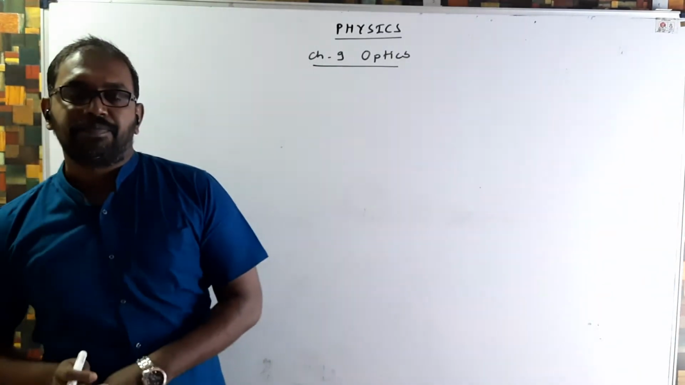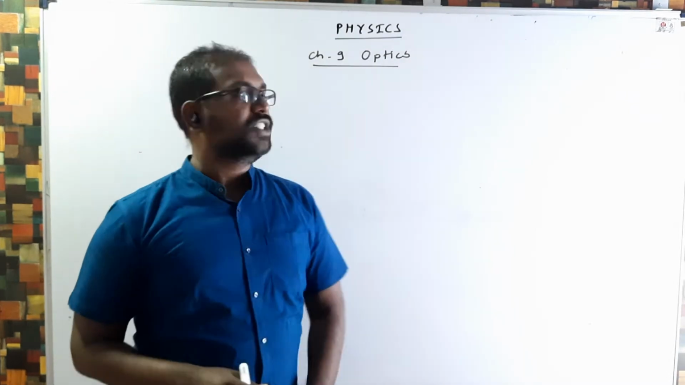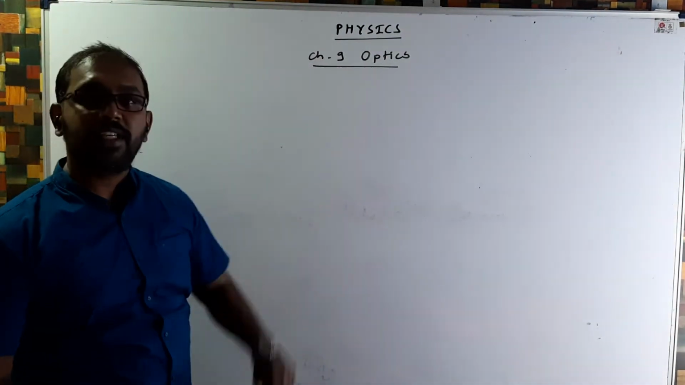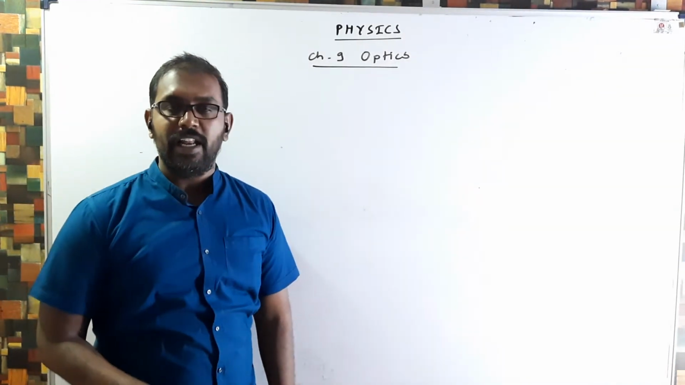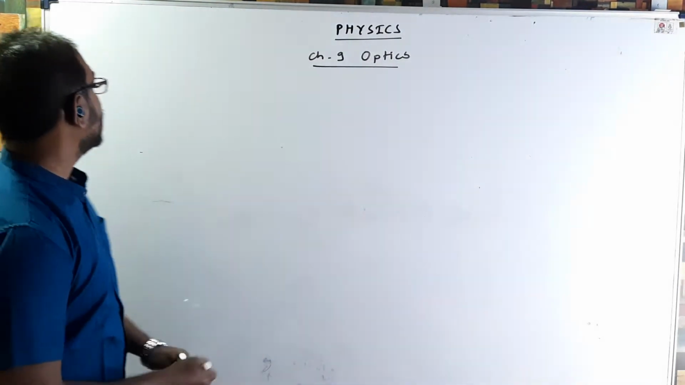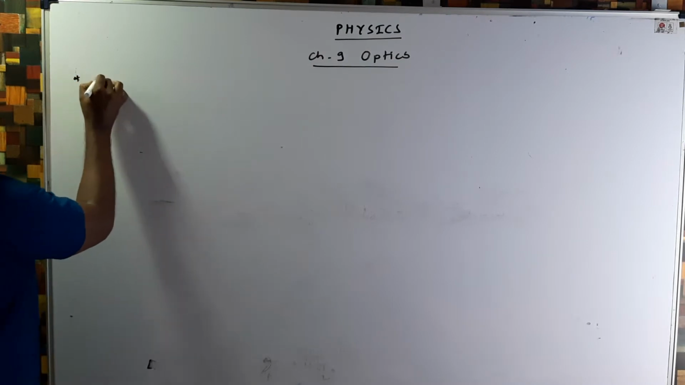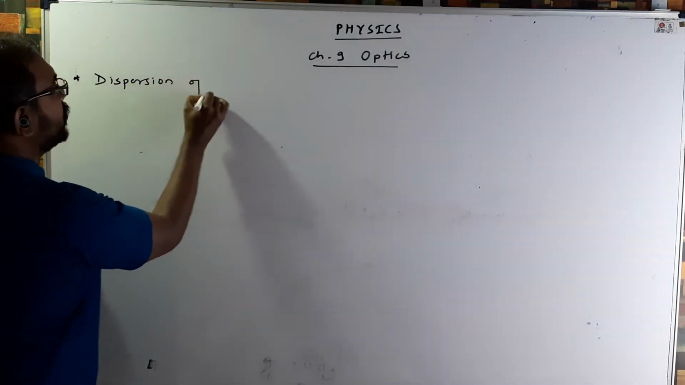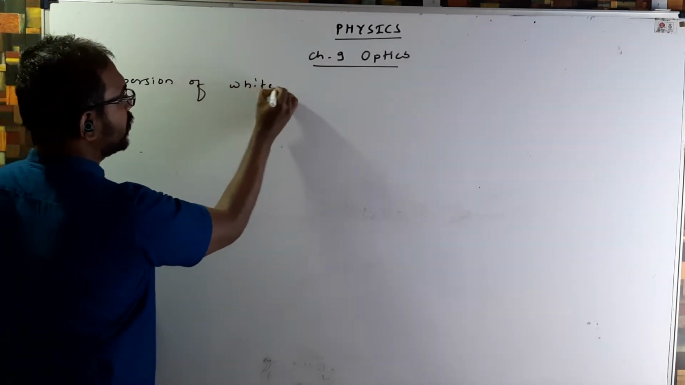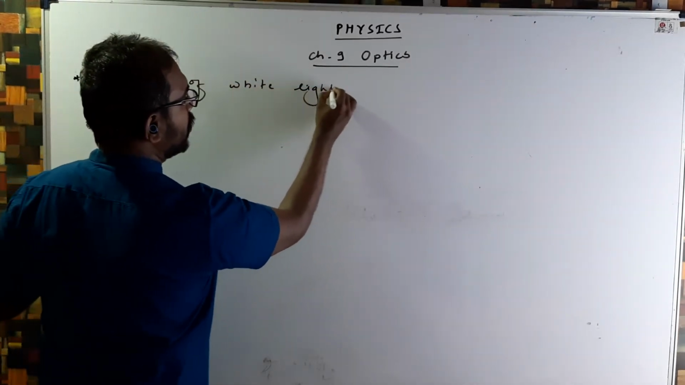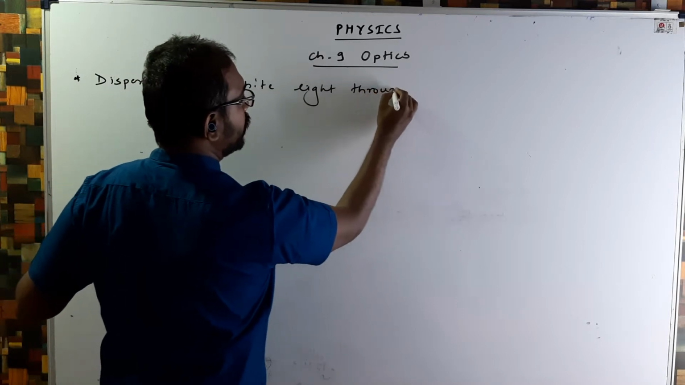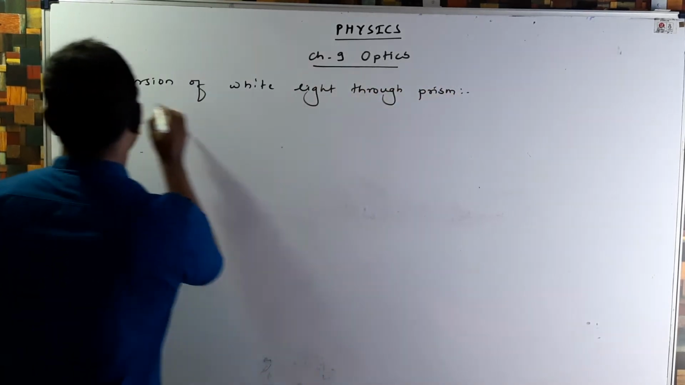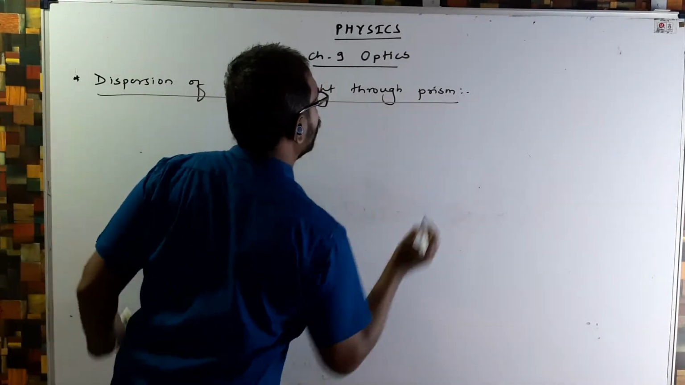Hello student. In this session we start a new article from chapter number 9, optics, from the syllabus of 11th standard physics, and that article is dispersion of light. Dispersion of white light through prism. So this article we have to learn.